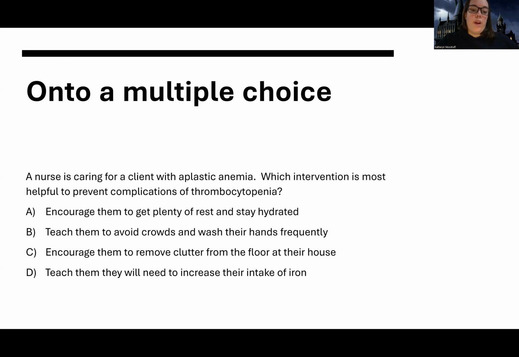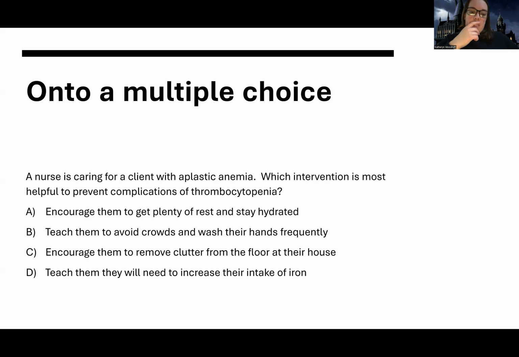bleeding or having low platelets or not being able to clot as easily. So teach them to avoid crowds and wash their hands frequently. Well, I know for sure I want to do this for aplastic anemia, but is it going to specifically help with my platelets or low platelets? I think this answer would be true if the question said which intervention is most helpful to prevent complications of neutropenia or low white blood cells.